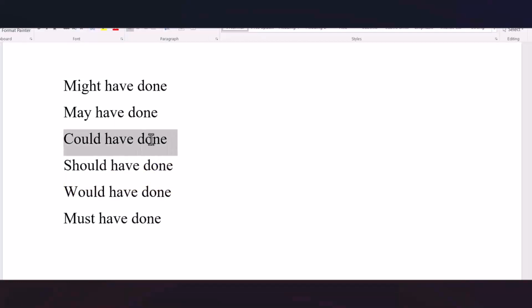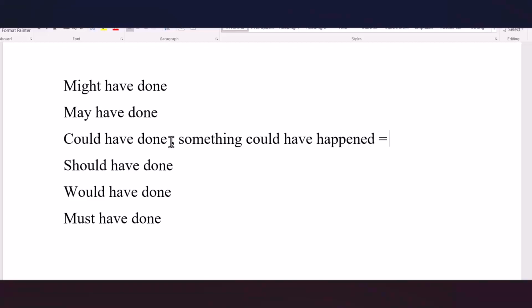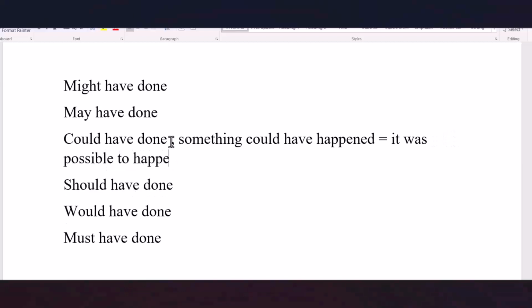The story for could have done is wholly different from may have done and might have done. For example, let me demonstrate its function with an example. When we say something could have happened, we mean it was possible to happen, but it didn't. And the crucial part of the sentence is the second part, but it didn't happen. We know that. However, it was possible.